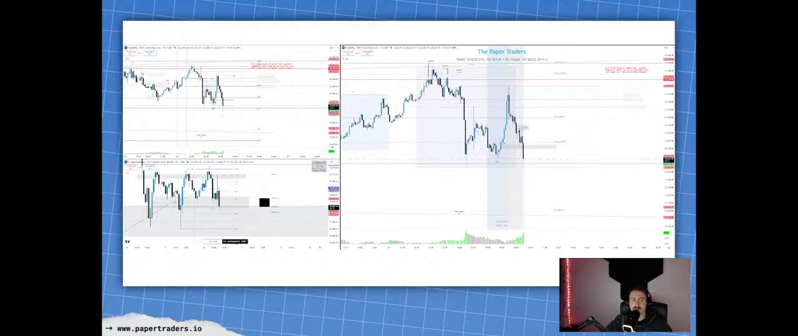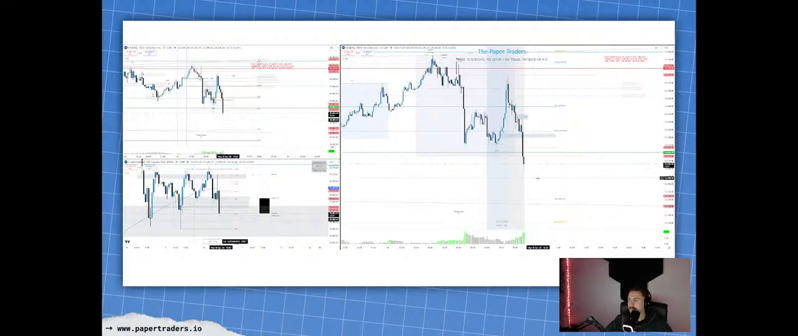See, next 5-minute candle is about to open up too. Strong break below these liquidities.